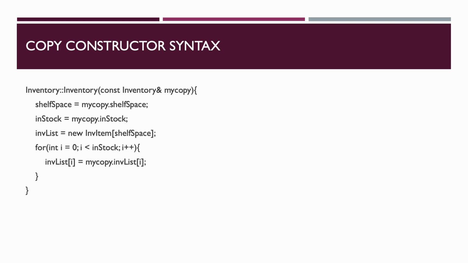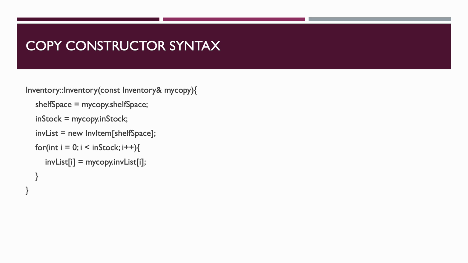Okay, so here we will see a copy constructor syntax. In this code, let's break it down. First, Inventory, a constant Inventory, and my copy. This is the constructor declaration. The copy constructor takes a single parameter, my copy, which is a constant reference to another Inventory object. The use of constant ensures that the original object, my copy, is not modified, and the reference avoids unnecessary copying.